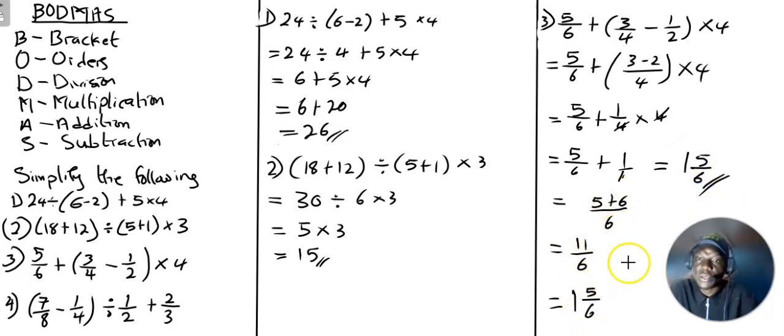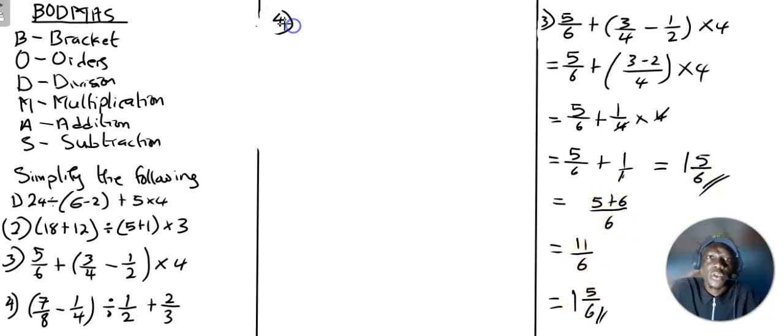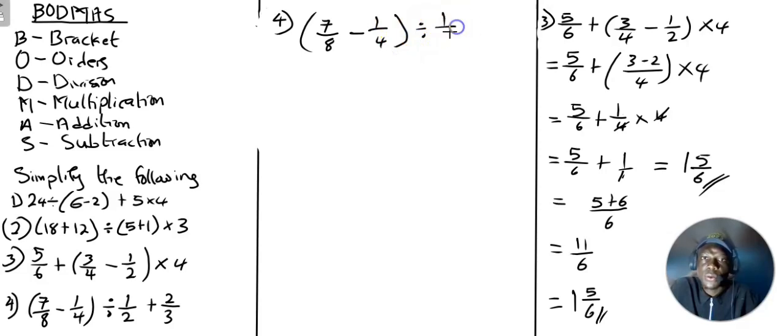So I just have to break it down here for you to understand it better. Question number 4, we have 7 over 8 minus 1 over 4, brackets close, divided by 1 over 2 plus 2 over 3. If you have something like this, remember the first thing you have to do is to solve the question in the bracket first. No matter the sign there, just solve the question in the bracket. So let's solve the question in the bracket.